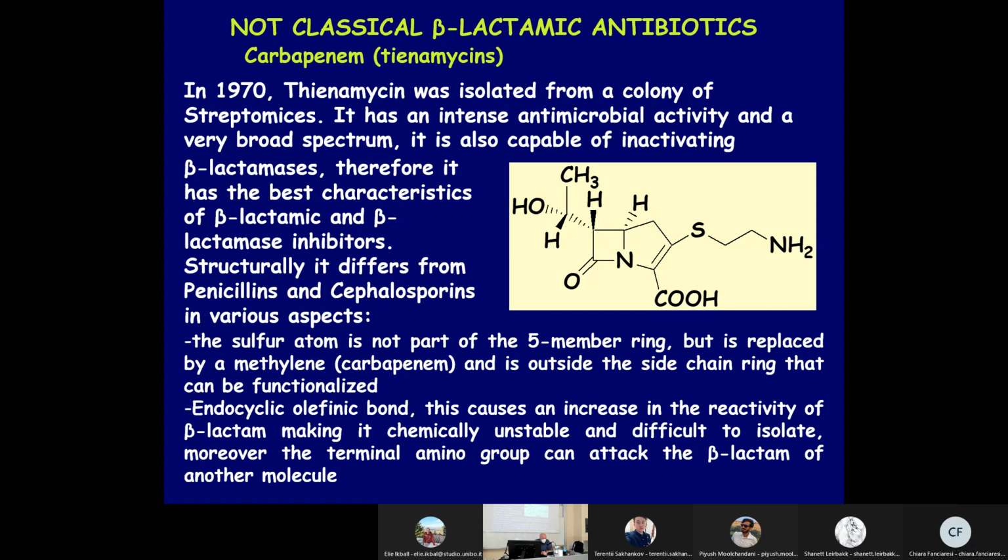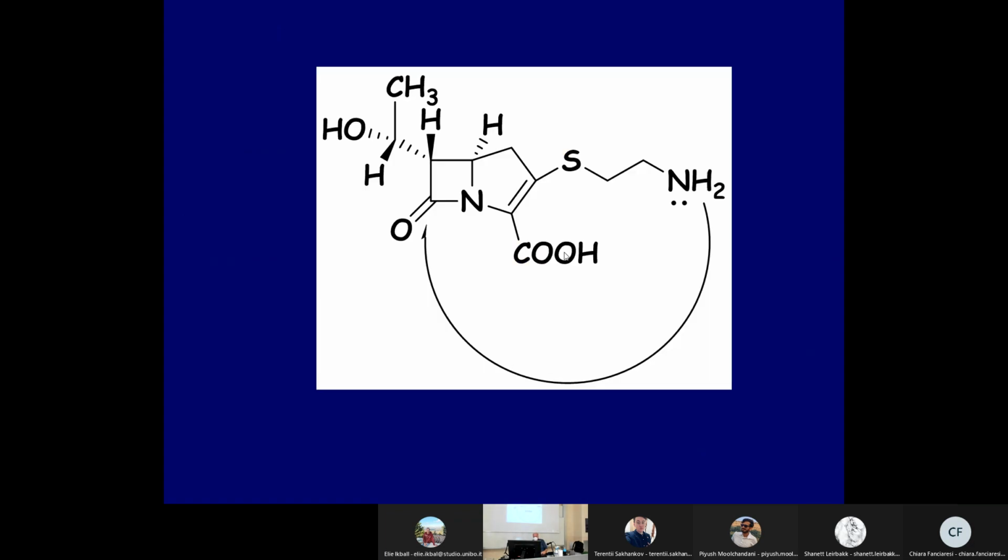This compound was very active, but the scientists tried to isolate this compound, and in that time they were not able to have a pure sample of this compound. At the beginning they had an active compound. After a few minutes the activity was completely lost. And the problem is due to the chemical instability of this compound. Why? Chemical instability.